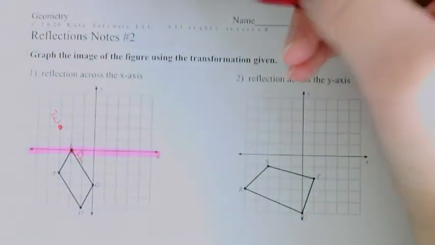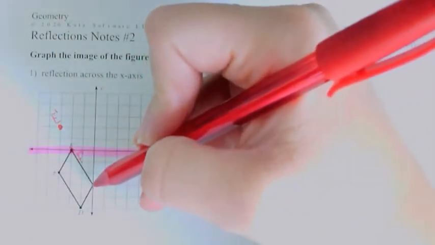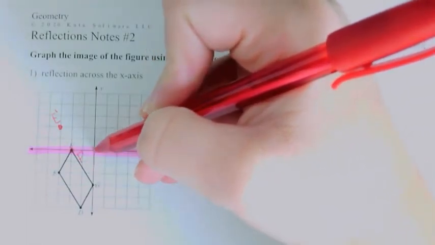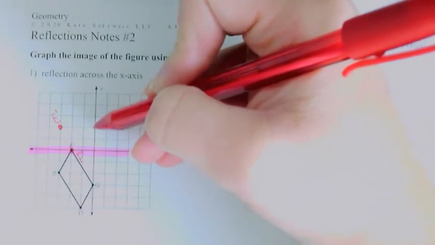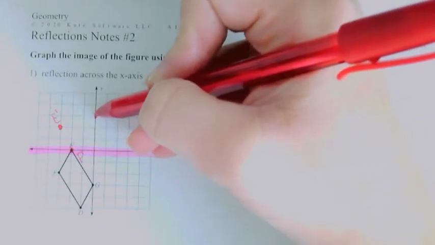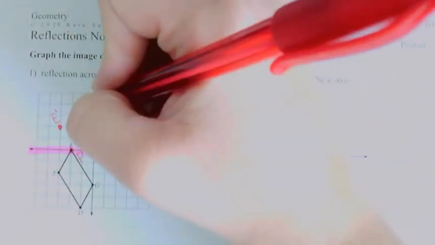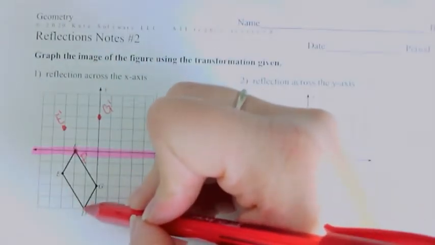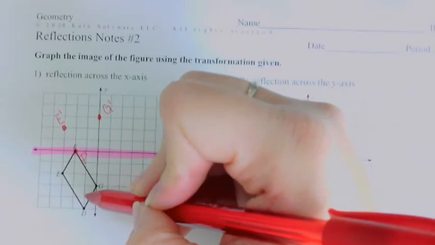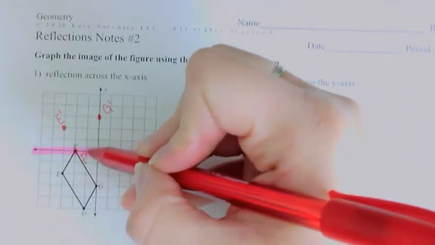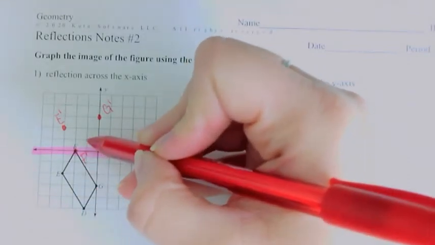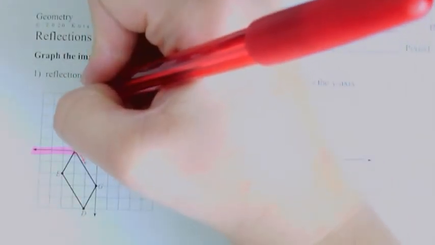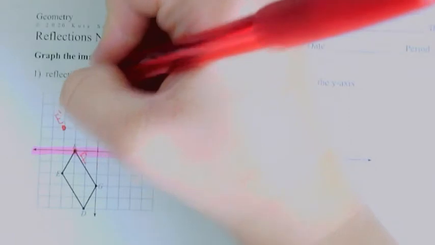On to point G. From point G to the line, we have to go up 1, 2, 3. So we're going to continue on the other side of the line 1, 2, 3. And that is the location of our new point G, G prime. Finally, point D. From D to the line is 1, 2, 3, 4, 5 units up. So we will go up 1, 2, 3, 4, 5 units. That will be the location of your new point D, D prime.